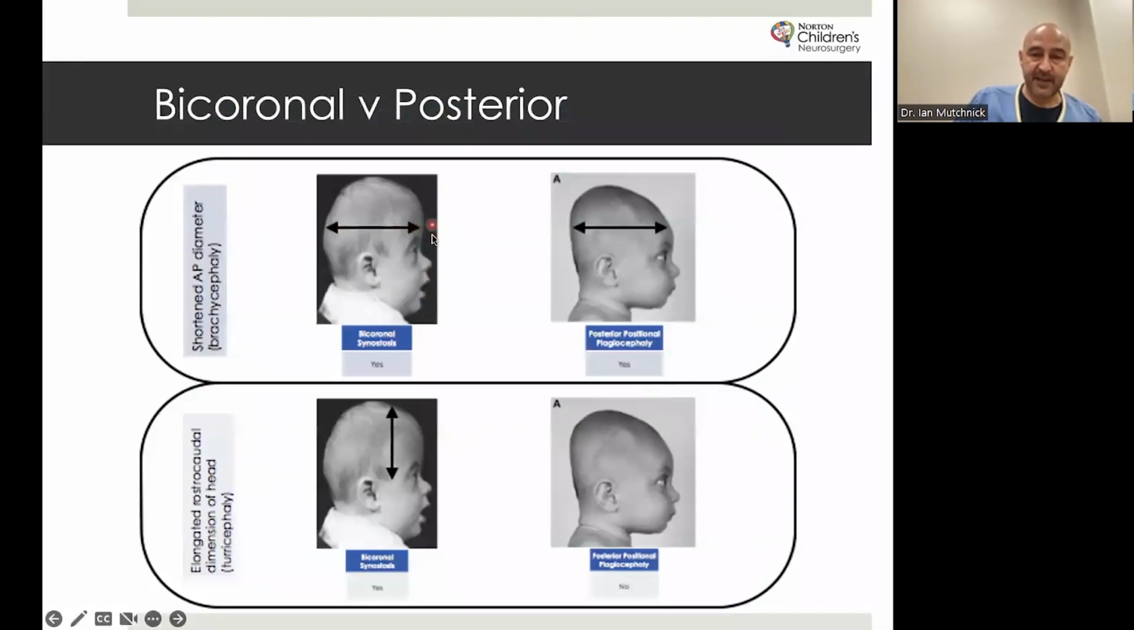So front to back, this is bicoronal synostosis. You can see it's pterocephalic, and there's front to back shortening, and here's flattening of the back of the head. It's also shortened, but here the head is tall. Here the head is kind of not.